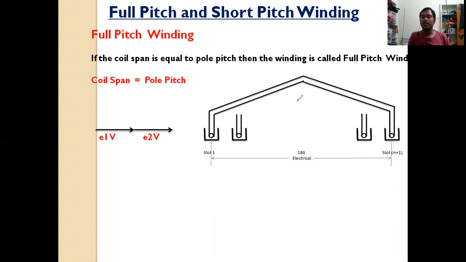But in short pitch winding, the EMF production will not be aligned in that manner. Here 1 volt, and this is again 1 volt, so the total would not be simply the arithmetic sum of 2 volts.